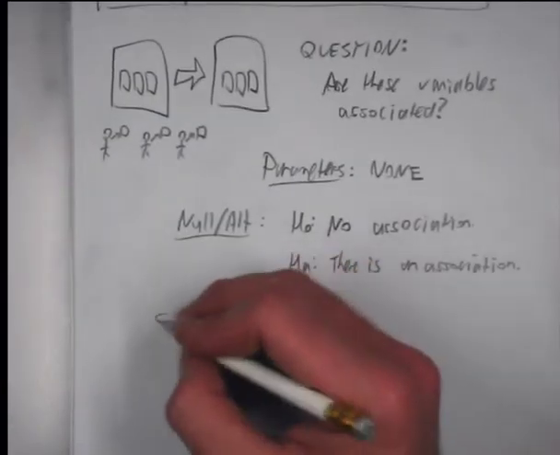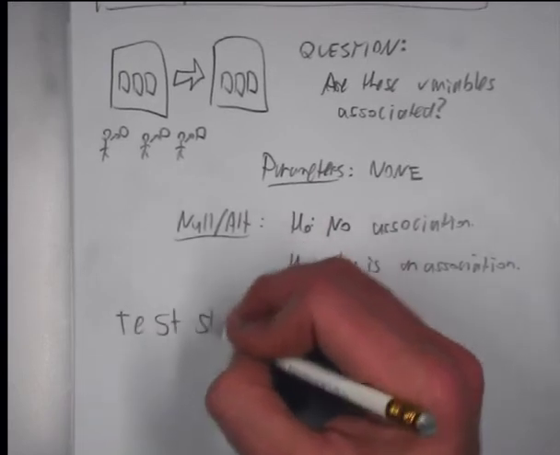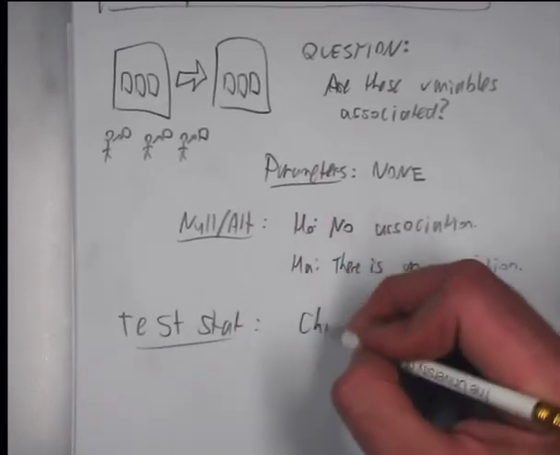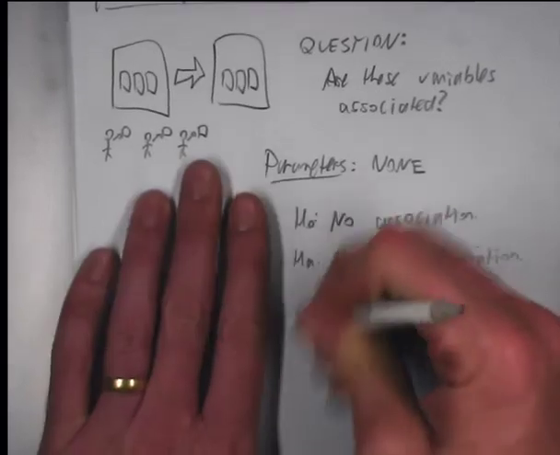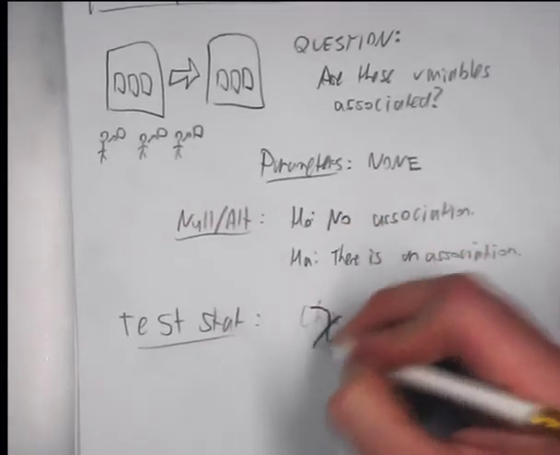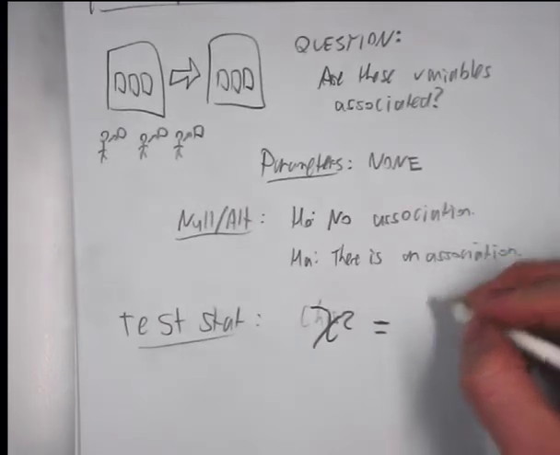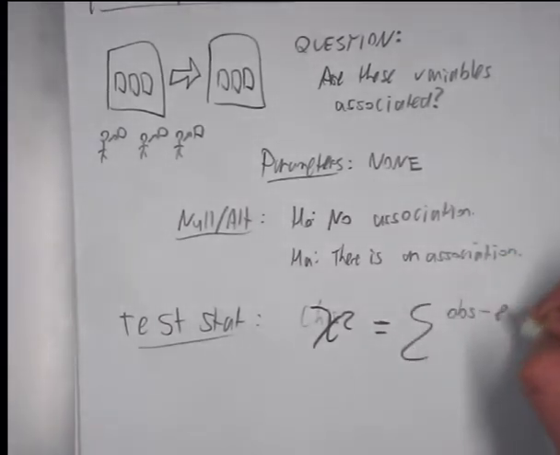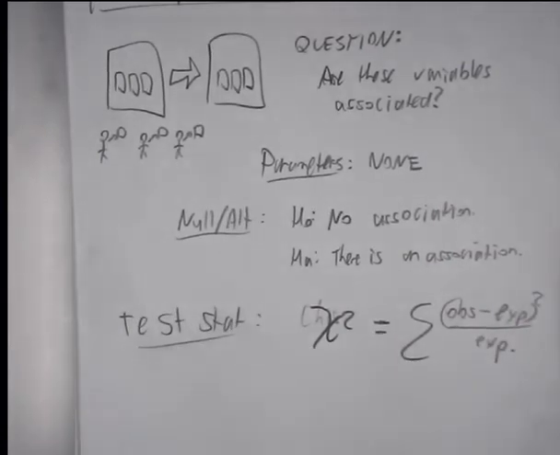And your test statistic is a chi-squared, which is the sum of your observed minus expected squared over expected. If you want to know more about chi-squared, last year I did talk about it in the revision seminar, but I do want to say one thing about the degrees of freedom.